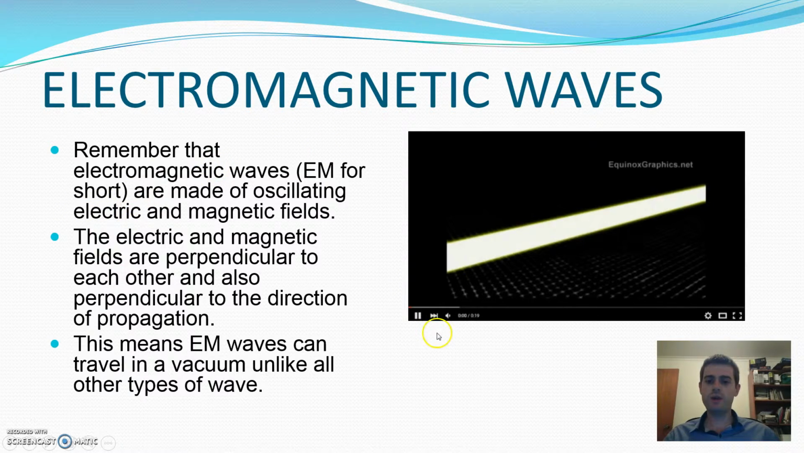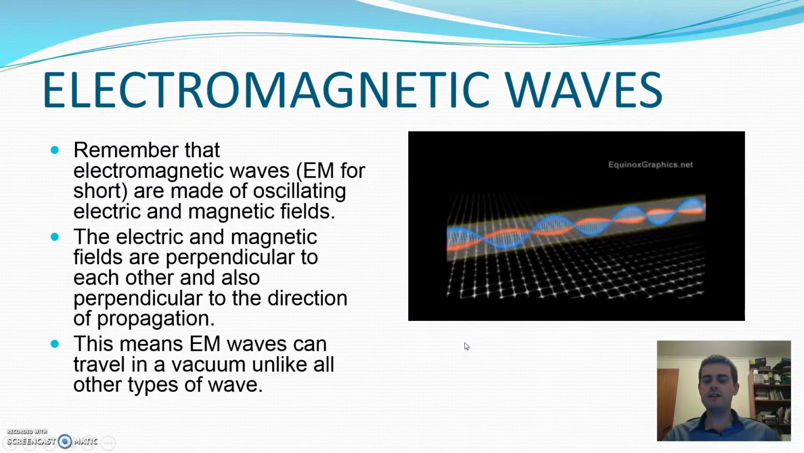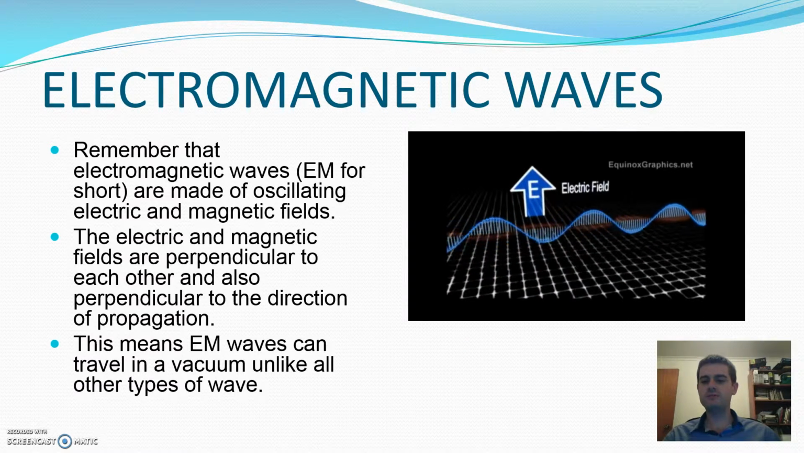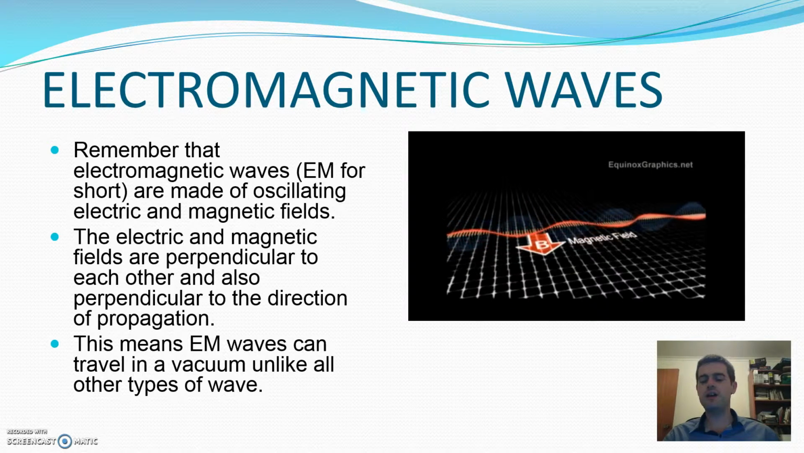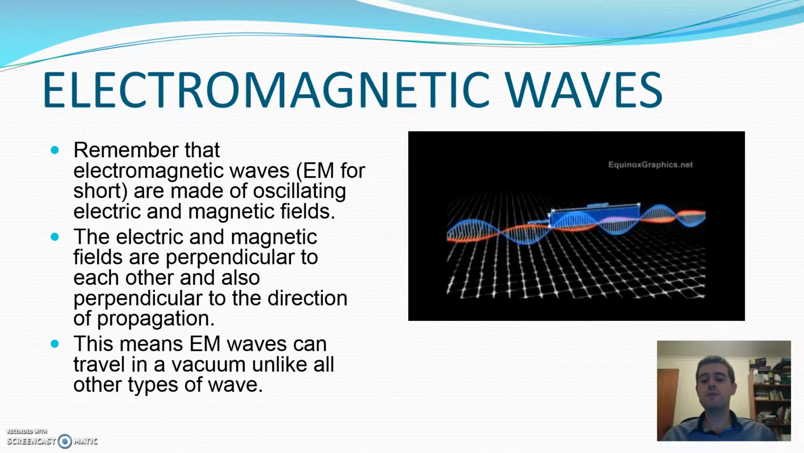So here's just a quick little animation that I got off YouTube showing what I'm talking about. So here's your light wave made out of oscillating electric and magnetic fields. And you can see that they're oscillating in a direction that's perpendicular to the actual way that the wave is moving.